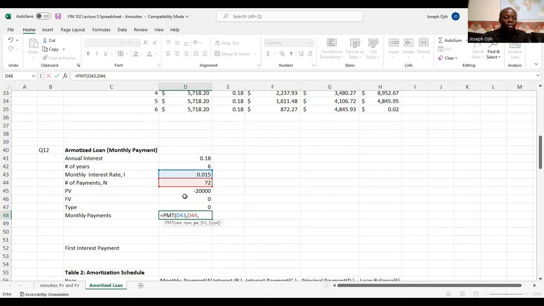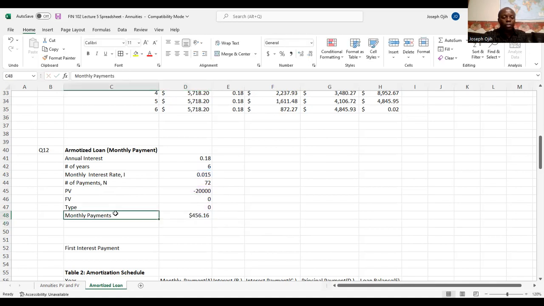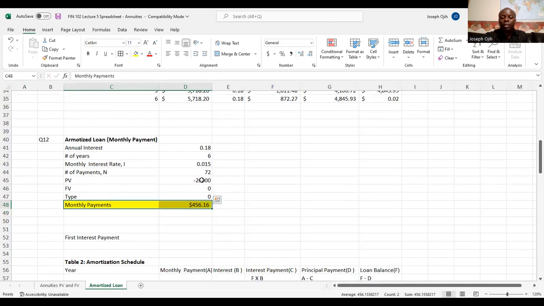Then the amount borrowed, the present value, is $20,000. Future value is 0 because there's no future value for you. The future value that exists is for the bank. Type is 0. So that gives us a monthly payment of $456.16. With that and this monthly rate of interest, we are ready to prepare the amortization table.